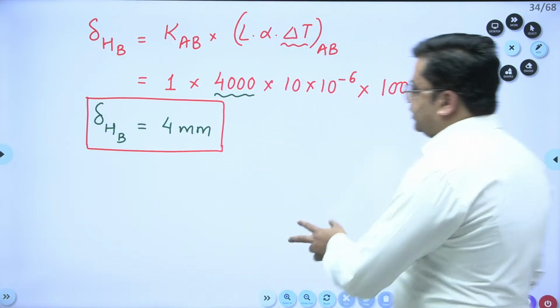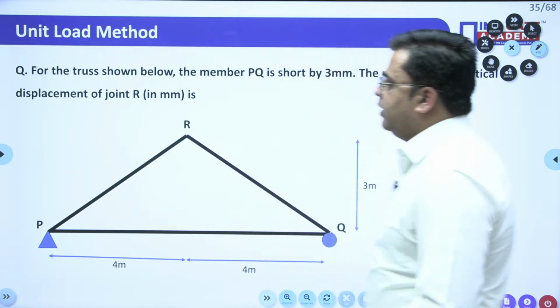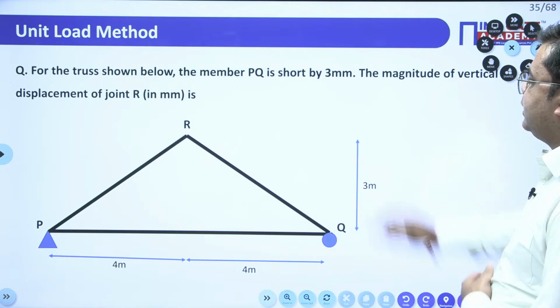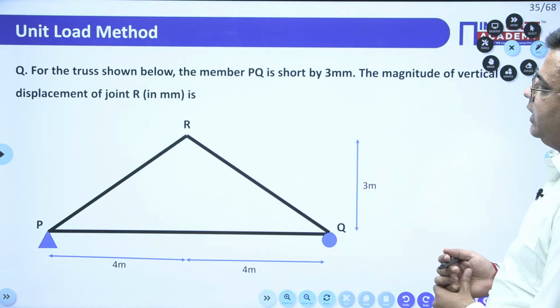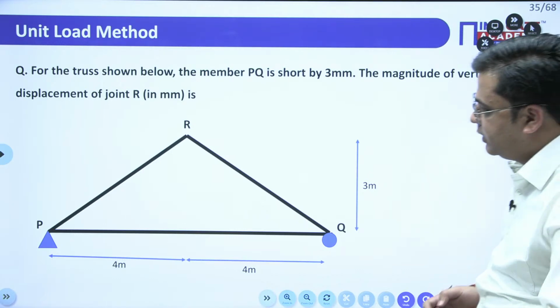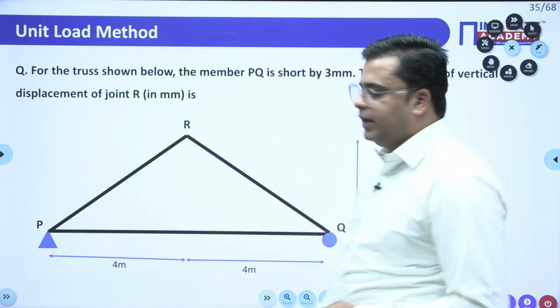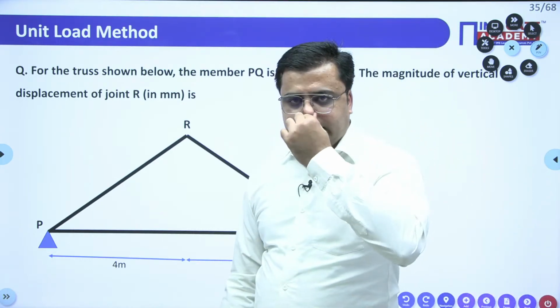Moving on. Now we have the next question, which says that for the truss shown below, the member PQ is short by 3 mm. The magnitude of the vertical displacement of joint R is? Good Prashant, it is 4 mm, correct answer.